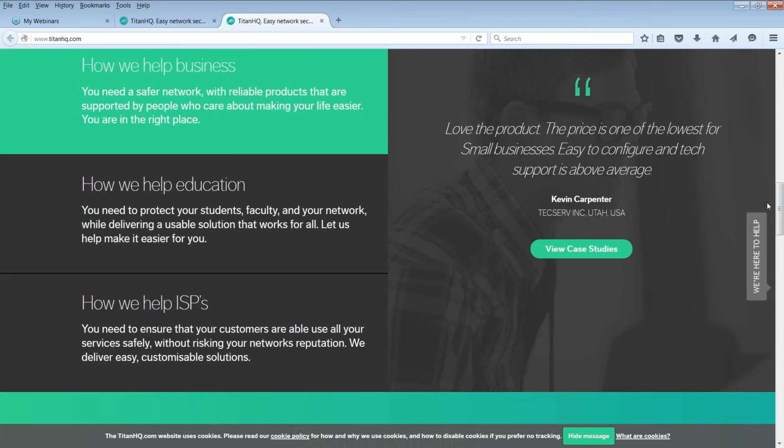Let's see what the audience is saying here a little bit. I like some of the stuff. Focus less on the we and more on the prospect. That's a great point, Katie.